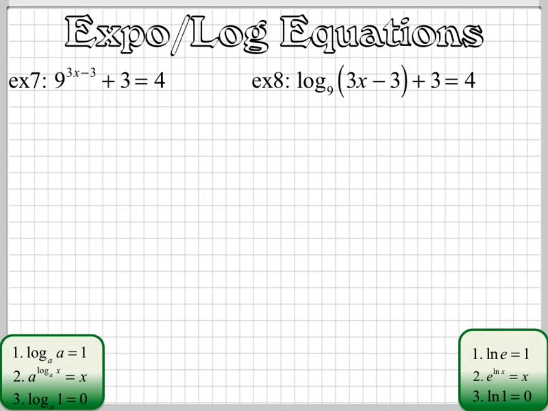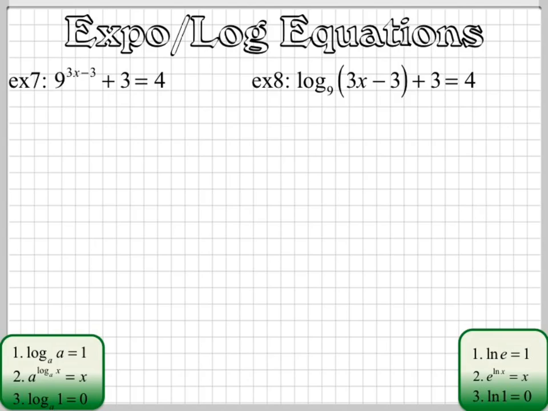Okay, still have the same properties. See, same properties down here. We're using the same properties, and why does this look different now? Oh, we're not using the e anymore. We don't have a natural log. We have a base 9. Okay, so let's get crazy.